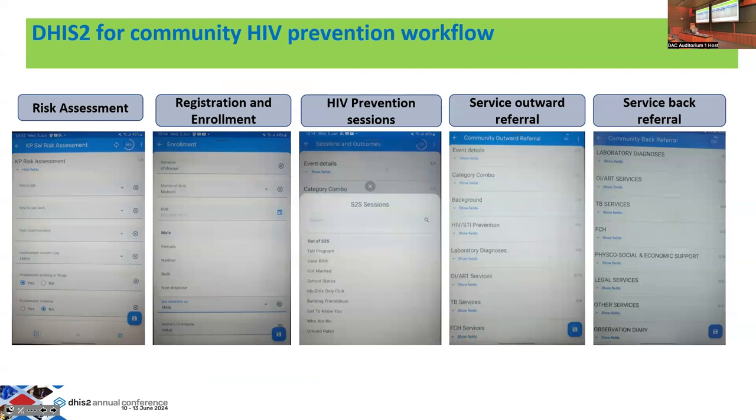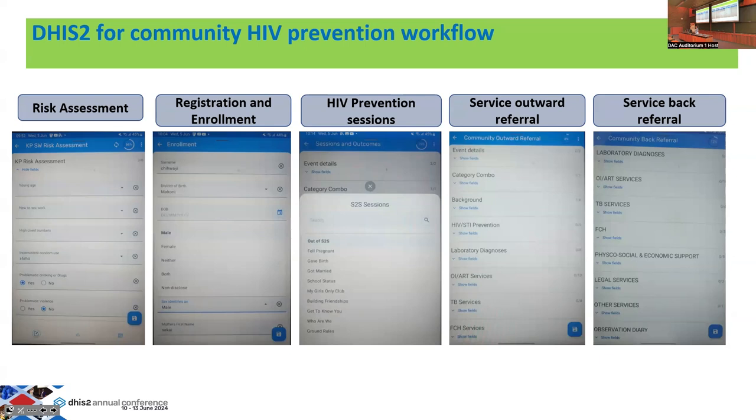So with the introduction of DHIS2, we have managed to utilize it to conduct the risk assessment that is used to enroll peers into the model. As I alluded to earlier, each model has different risk assessment factors. But with DHIS2, we are able to compute the risk rating, which was very difficult previously. DHIS2 automatically computes the risk rating and ascertains whether a person is at high risk so that they can be enrolled into the program. And after the risk has been assessed, the peer is then registered into DHIS2. It is during this registration process that a unique identifying code is generated.